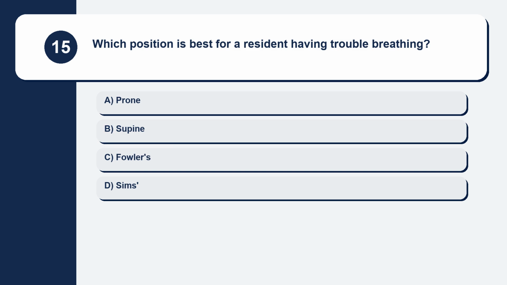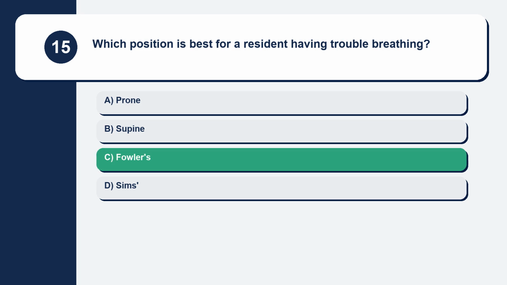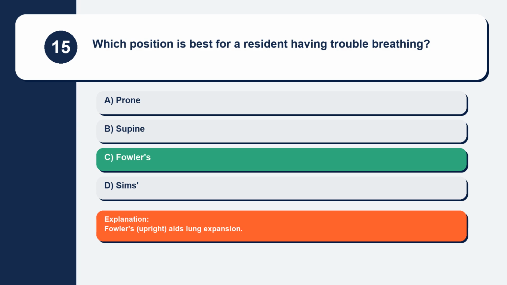Question 15. Which position is best for a resident having trouble breathing? Prone, supine, Fowler's, Sims. Fowler's, upright, aids lung expansion.